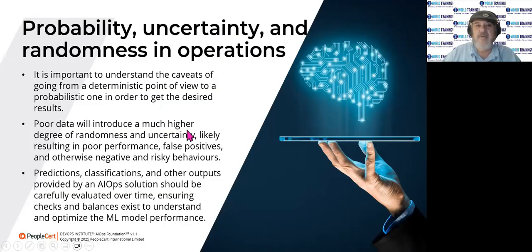Poor data will introduce a much higher degree of randomness and uncertainty, likely resulting in poor performance, false positives, and otherwise negative and risky behaviors. So predictions, classifications, and other outputs provided by an AIOps solution should be carefully evaluated over time, ensuring checks and balances exist to understand and optimize the machine learning model performance.